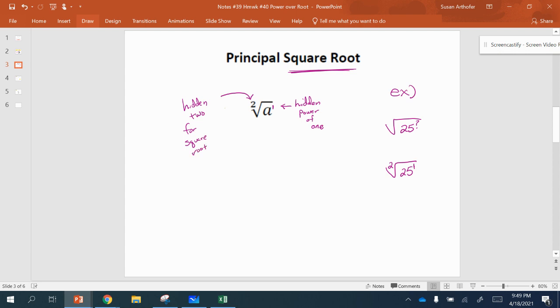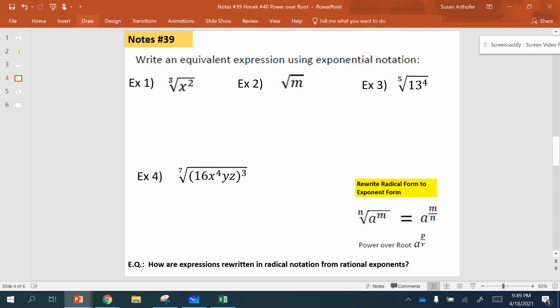And there's a hidden power of 1. If you don't see a power, excuse me, then it's a hidden power of 1. Okay. All right. So it's important that you read the directions: write an equivalent expression, write an expression in exponent form.